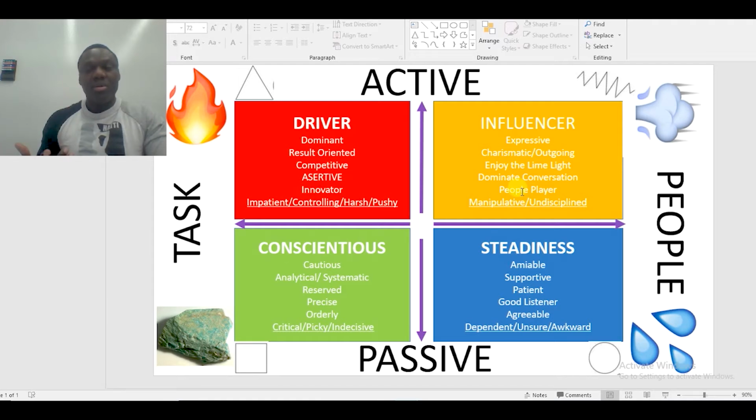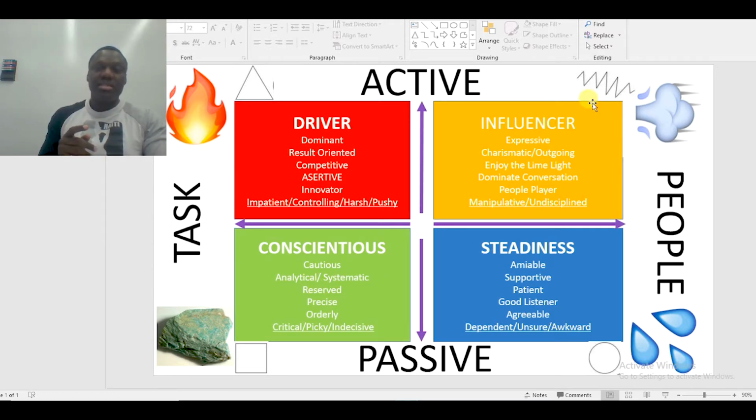They like people. They're also people players and very good at networking. They remind me of the symbol, the wind. If they're in a room, they're gonna flow their way to where they need to go. So that's how they are. However, one of their weaknesses is that they can be manipulative, or come across that way, and they're very undisciplined. They don't like order at all. That is the total opposite of the conscientious type.